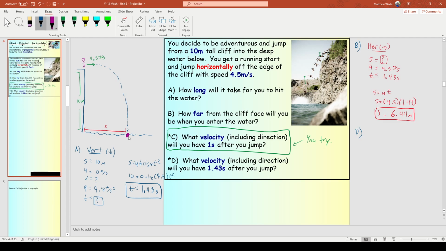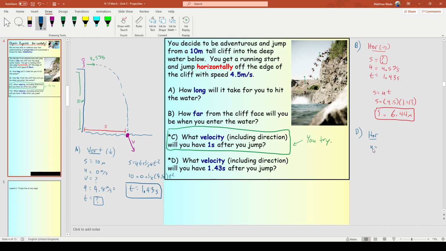Which means you'll be having some speed horizontally and some speed vertically. So your velocity is going to be something like that when you hit the water. Maybe not as steep as that, but your velocity is going to be into the water, both downward and to the right. So here we go. First things first, we've got to know two things. Do we know our horizontal velocity when we're hitting the water? Well, yeah, actually we do.